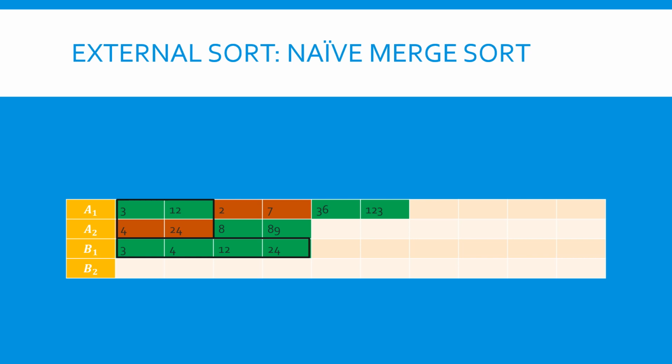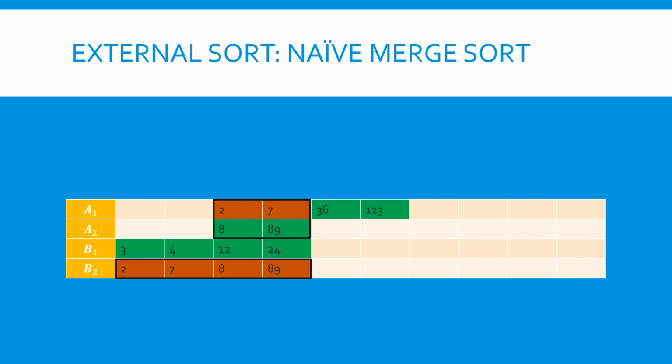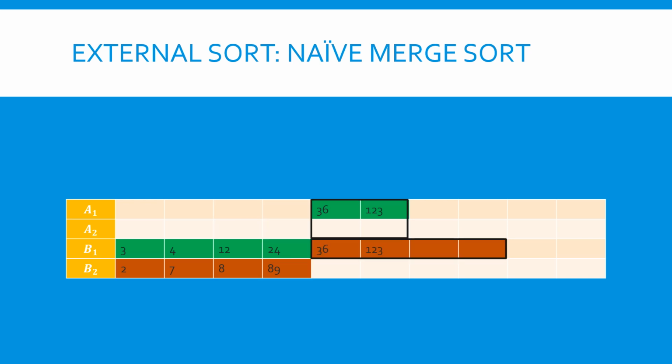Then, we will run the merge sort algorithm on the sorted data blocks. We begin with merging the first blocks in A1 and A2, as shown by the black box. The resulting larger sorted list is written to B1. We then handle the second blocks in A1 and A2 and write the merged list to B2. Similarly, we merge the third blocks in A1 and A2. Note that A2 contains no data at this point. So, the list stored in A1 is directly written to B1. Now, all data blocks stored in A1 and A2 have been handled.